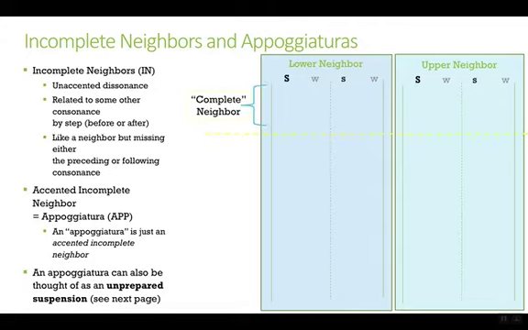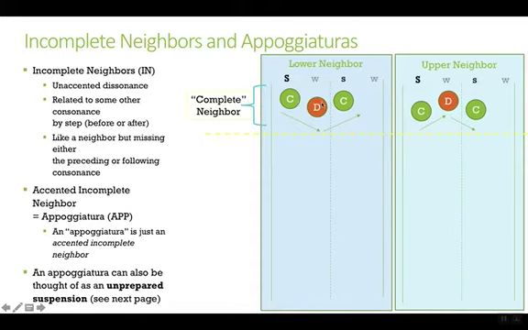Oh, this is just totally in the wrong order. Okay, cool. So normal complete neighbors, just like we saw on the previous screen: consonance, down to a dissonance, up to a consonance. And that's the lower neighbor. We could do the same with the upper neighbor. And there the dissonance is on the weak beat. So that's just normal neighbors. That's not even accented neighbors.